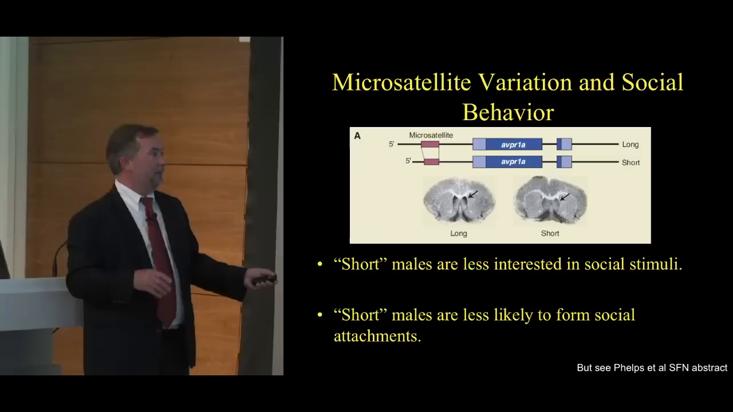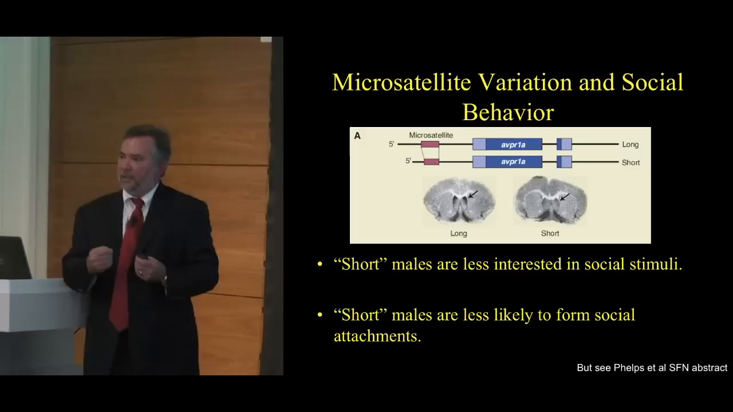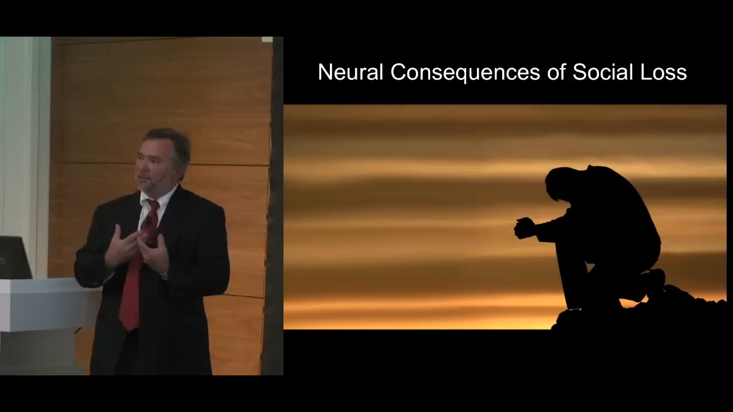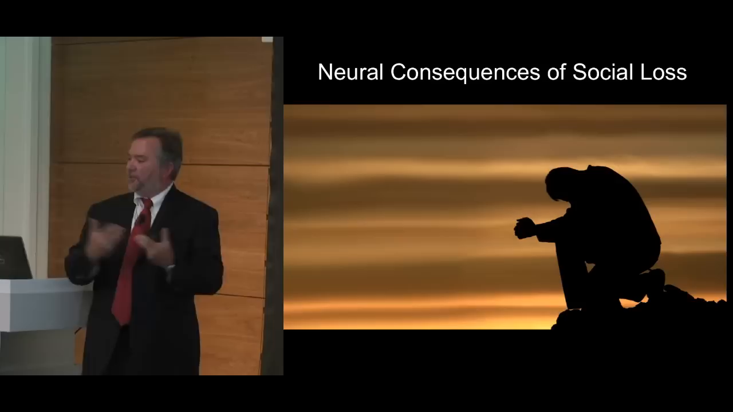So now we've got a stretch of DNA in front of this gene that predicts whether the animal will be able to form a bond with a female or not. I'm just going to go through this really quickly because this is also very interesting. This is looking at what happens if you lose a social relationship.